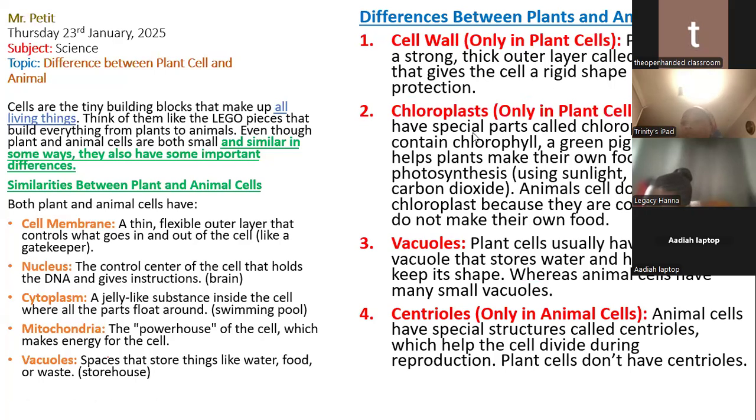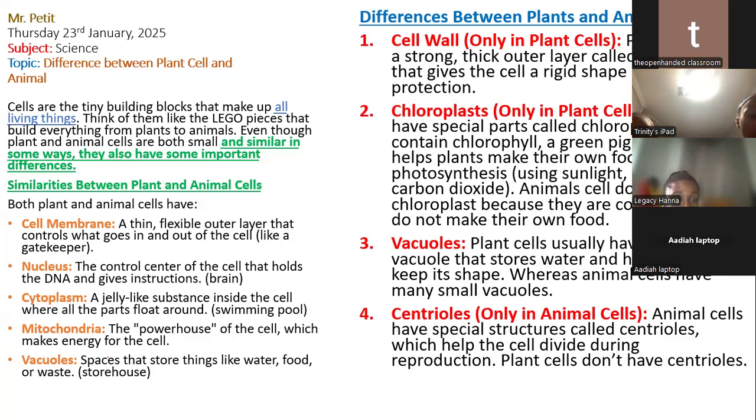Very good. So why don't animal cells have chloroplasts? Because they're consumers. Because they don't make their own food. Very good. So the chloroplast is going to help the plants to make their own food. Kylie, what are other differences between plants and animal cells?